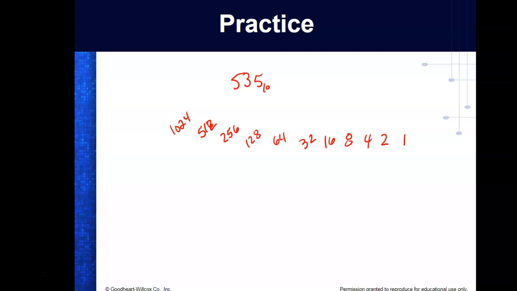Okay, then what do we do? Yeah, subtract the biggest one I can, right? Okay, so y'all sound like y'all can do it, so go ahead. That's a 512, by the way. And then write a 1 every time you can subtract, right? And write a 0 if you can't subtract.